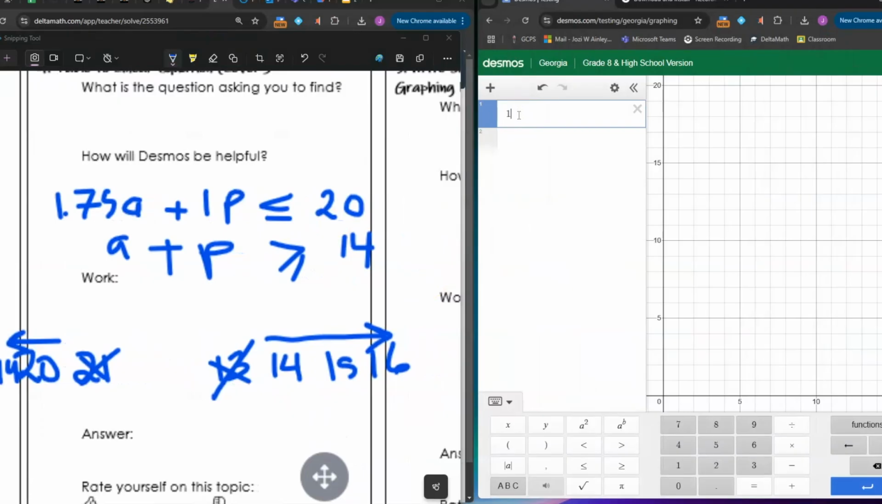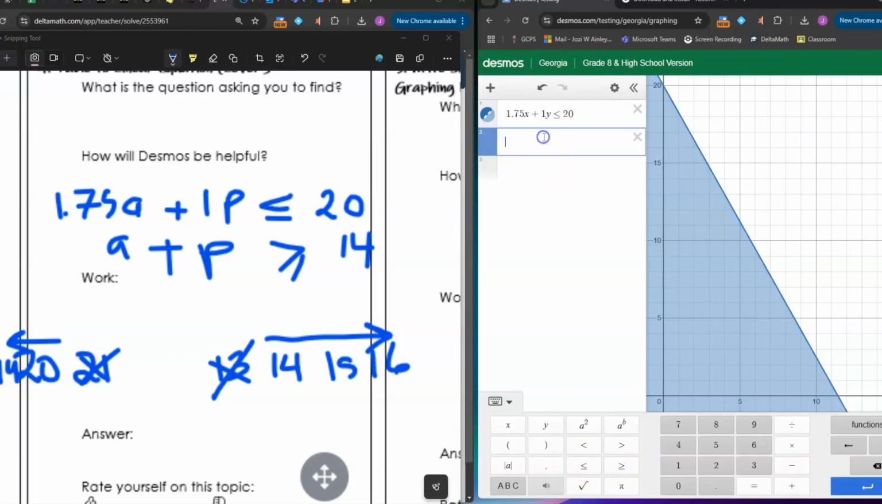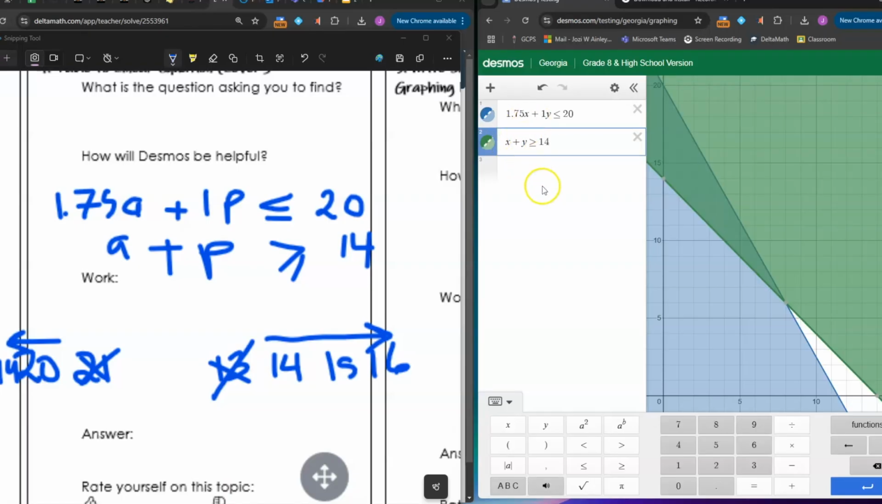And again, remember in Desmos, I cannot use A, so I'm going to use X. And Y is less than or equal to 20. And then we're going to use X plus Y is greater than or equal to 14. All right. Now, oh, I said A and P after I said you can't use them. Okay, you cannot use A and P. Come on, get it together.